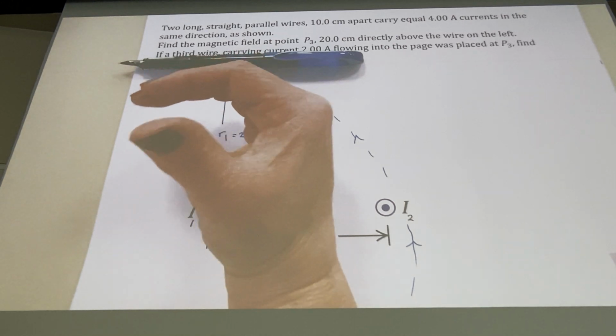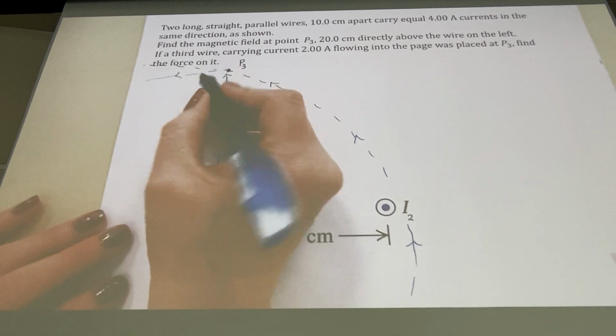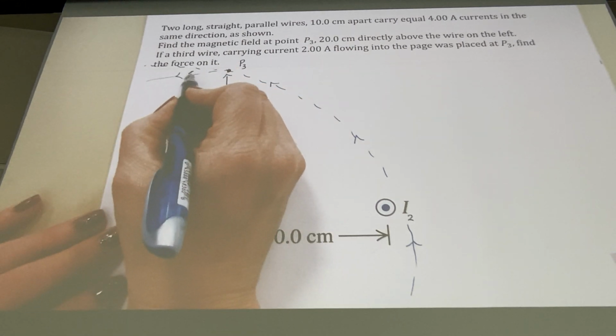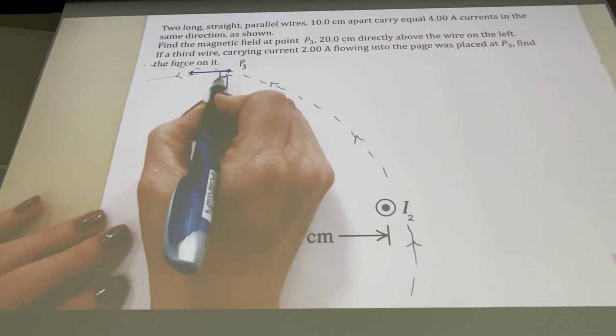Thumb comes out of the page, knuckles lie on P3, our fingers point to the left, so our magnetic field is to the left. Here is our B1. Here's our right angle.